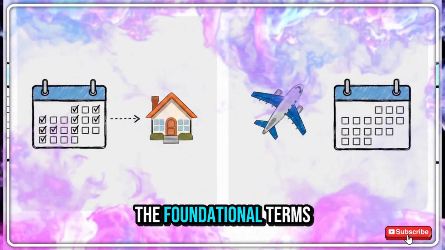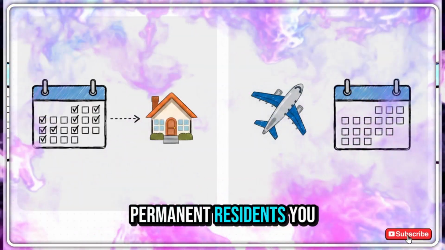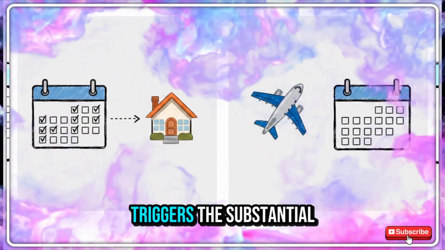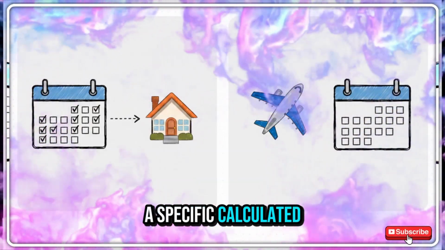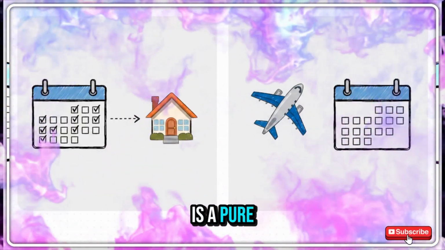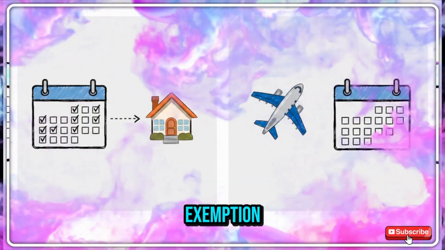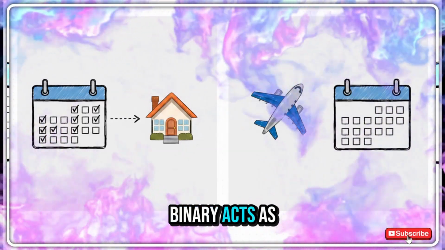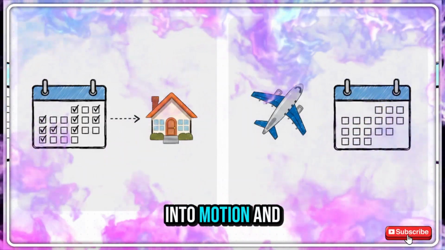Let's clearly define the foundational terms here. A resident for tax purposes includes citizens, permanent residents, like green card holders, or literally anyone who mathematically triggers the substantial presence test. Conceptually, this means spending a specific, calculated number of days within the jurisdiction's borders over a multi-year period. It is a pure math equation. Fail that metric or successfully claim a highly specific exemption, and you are classified as a non-resident. This simple binary acts as the ultimate jurisdictional tripwire, setting completely different reporting obligations into motion.